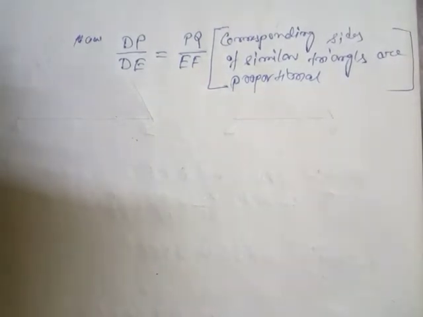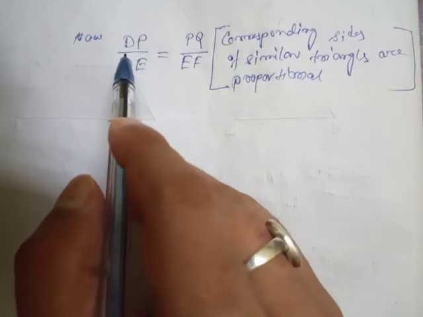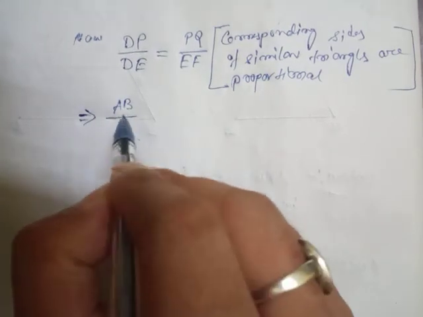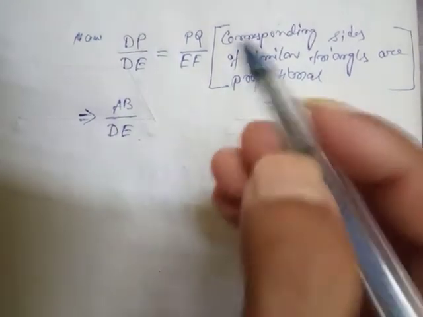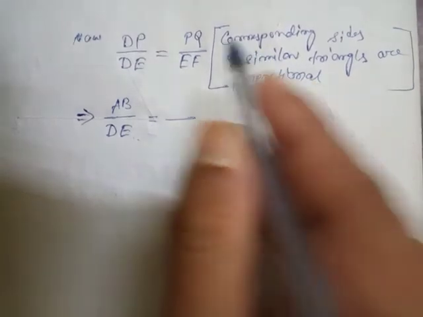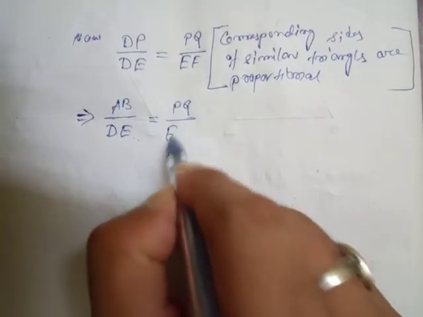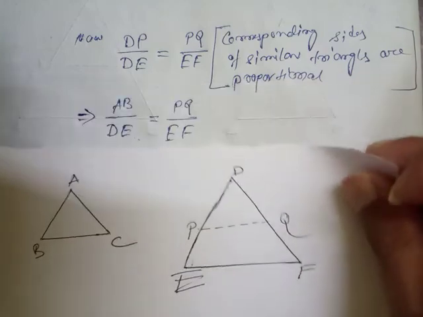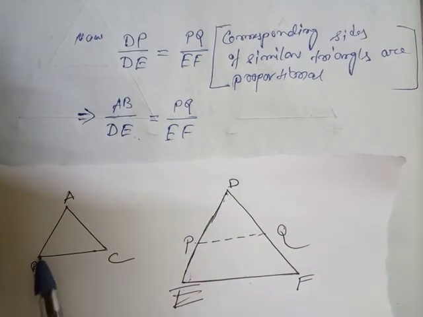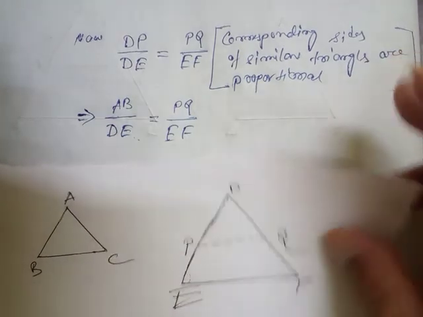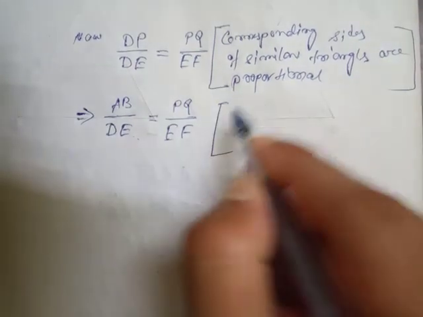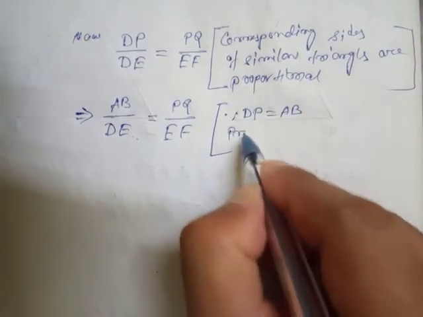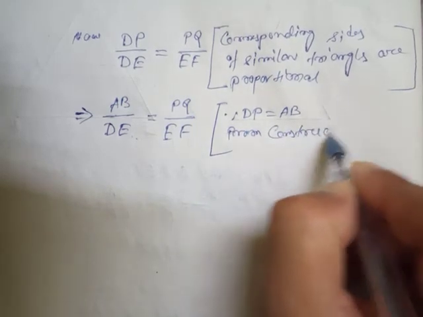Now look, after that, students, in place of DP I can write AB also, and DE will be here, and PQ by EF. Now why have I written DP equal to AB? Look in the diagram. DP equal to AB by construction. So in place of DP I can write AB also. So here I will write DP equal to AB from construction.